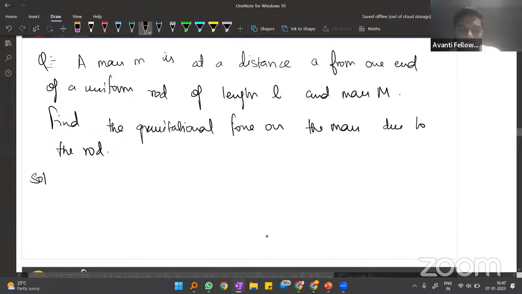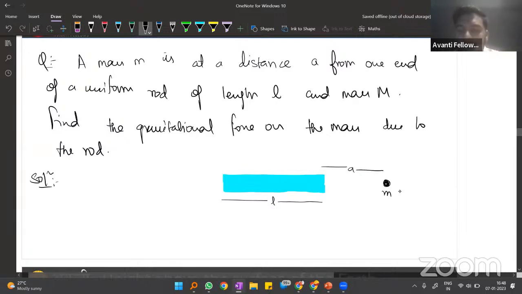Let me solve this question for you guys. There is a rod. This is our rod, let's say. The length of this rod is given as L. A mass m is at a distance of a from one end of the rod. This is small m, and the mass of the rod is capital M. The mass kept beside the rod is small m, and the mass of the rod itself is capital M.